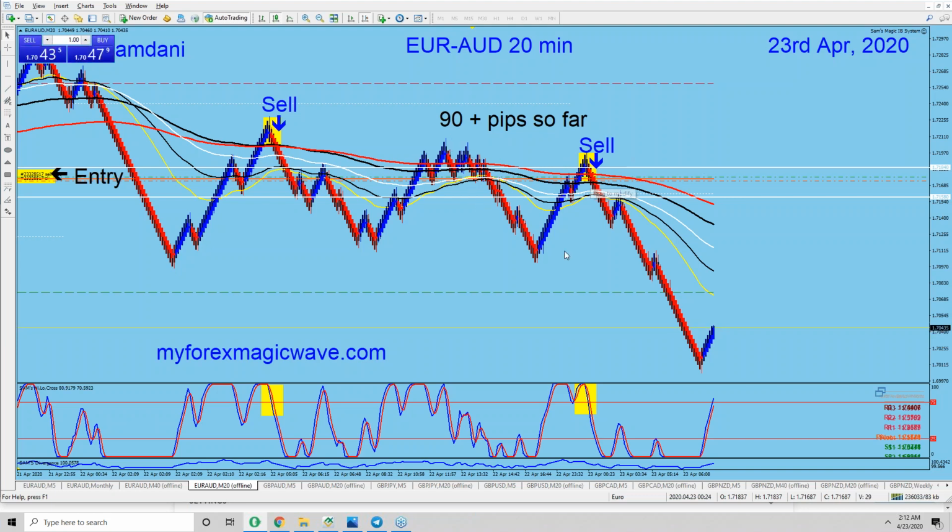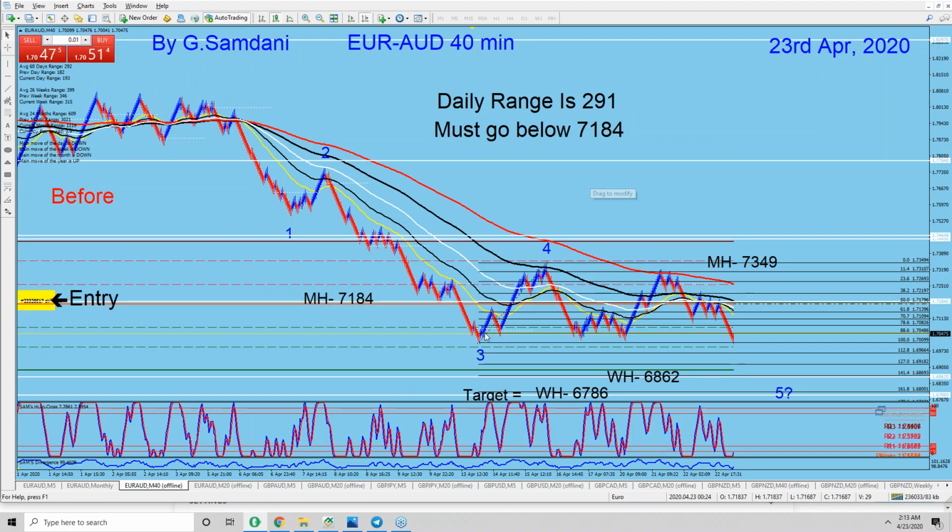Four conditions have to be met before I pull the trigger, and this is what I did here. So nothing is special, okay? And I'm not closing. You wonder why I'm not closing here at 90 pips. So let me show you why. The reason is because look at my 40-minute chart. This is my analysis. I also go by the analysis, and my target is right here. So if it goes a little bit below this, it's going to go all the way down there.